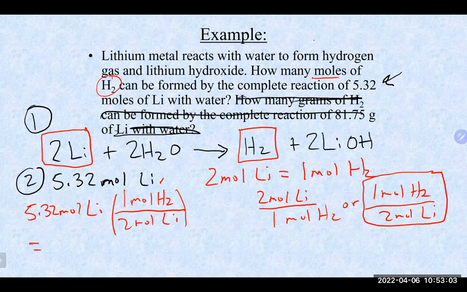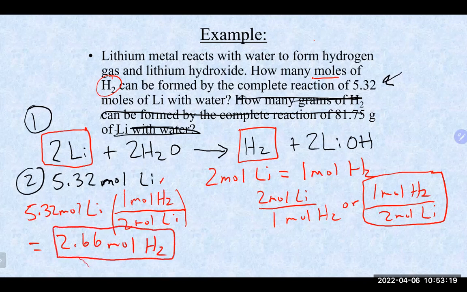and I will grab the calculator here. 5.32 divided by 2 gives me 2.66 moles of hydrogen in this case. And in this particular problem, that is actually the answer, because we're looking for how many moles. So we actually only needed to go to sort of the third step here, which is how many moles.